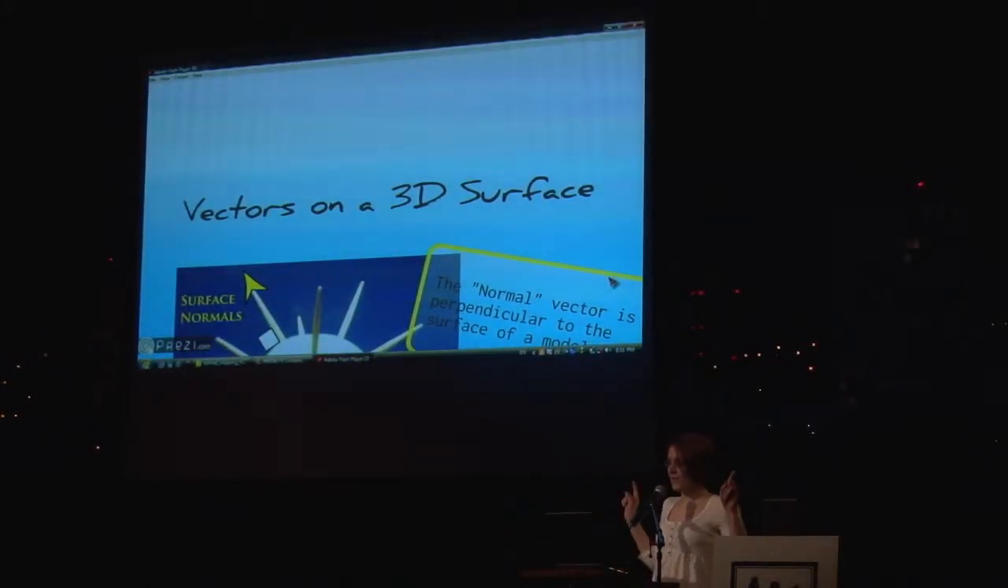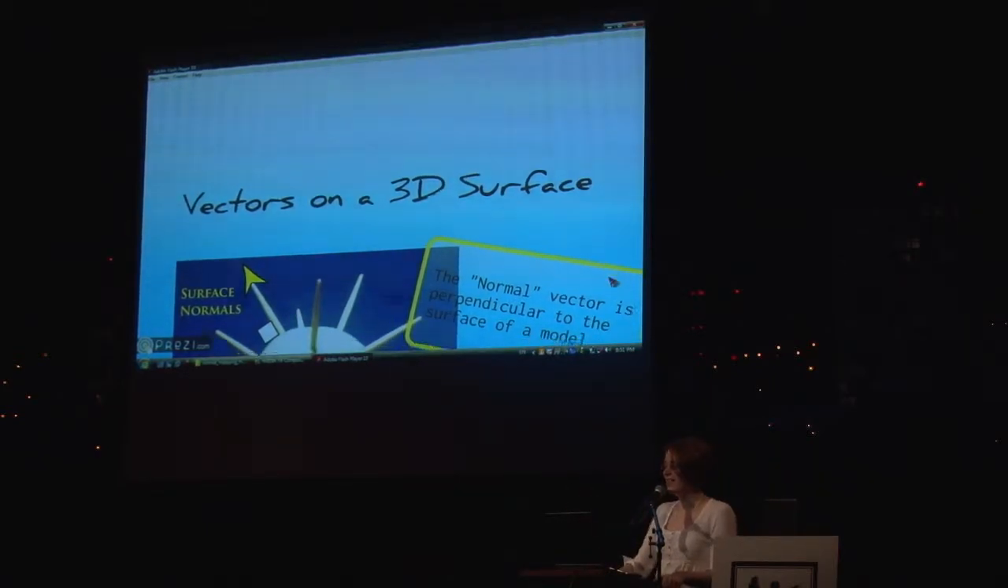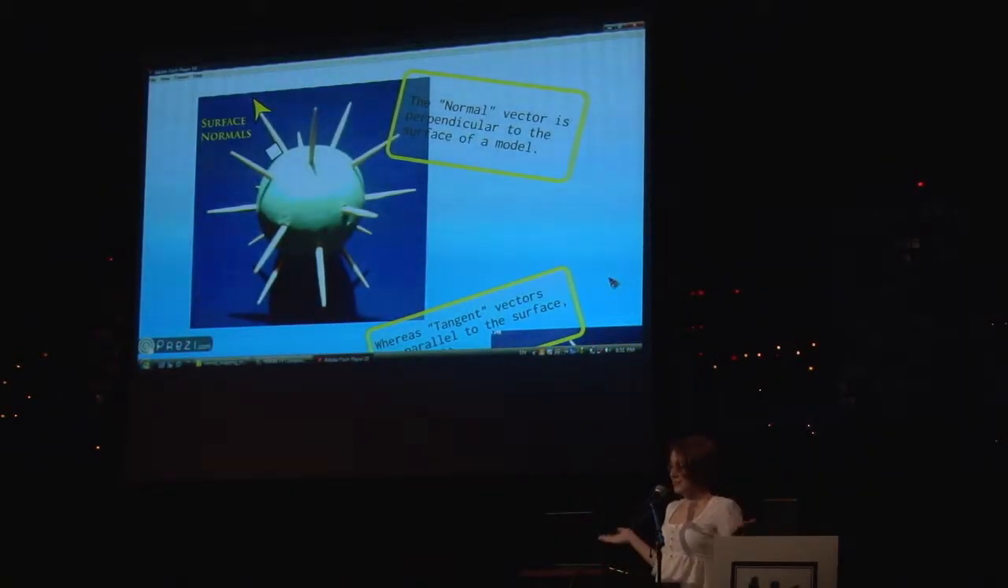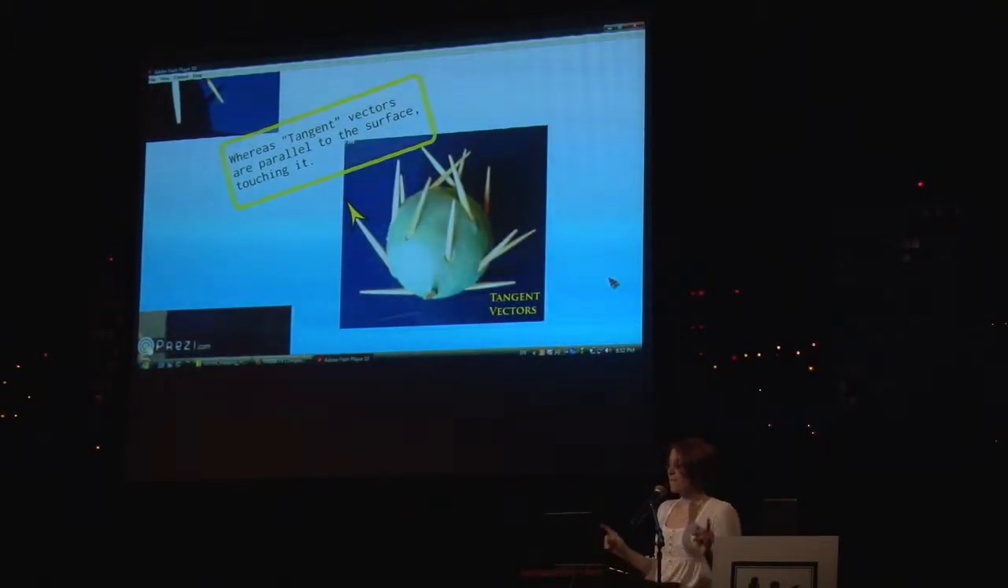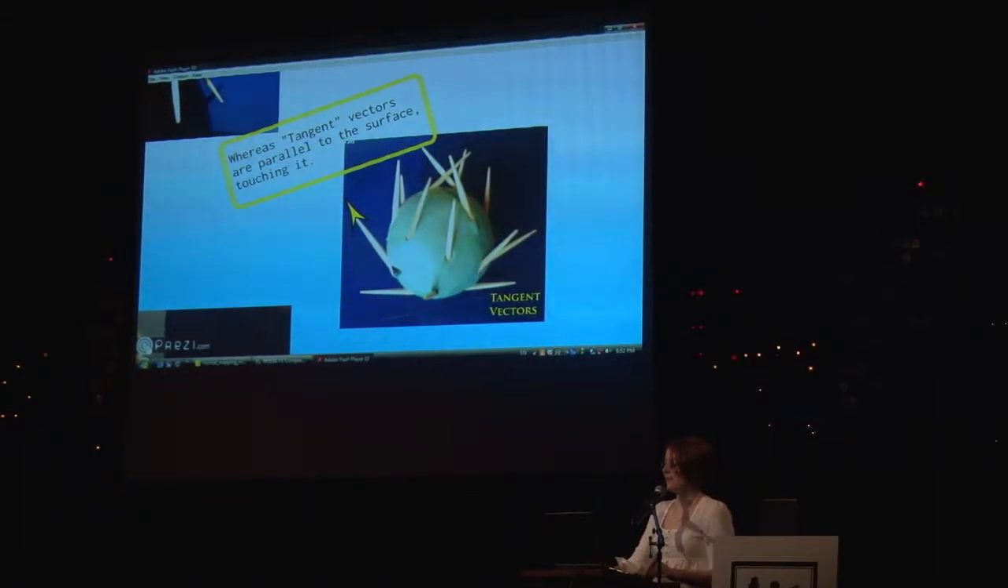Now we're going to talk about vectors on a 3D surface, since we're talking about surface stuff and shading. So surface normals, see that spiky ball there? Basically, those are like normals sticking out from the surface of that clay ball. The normal vector is perpendicular to the surface of a model. You guys remember perpendicular from high school, right? Parallel, perpendicular. All right, we got it. Tangent vectors are parallel to the surface, but they touch it. So you got the ball, and it touches the side of it, just like this guy right here on the side of the clay ball.